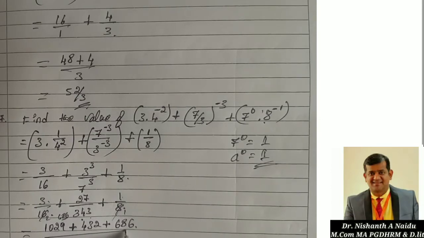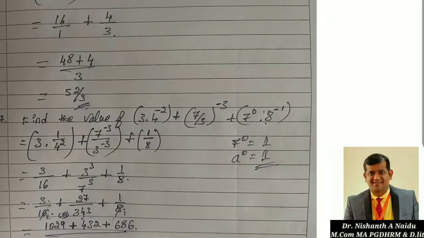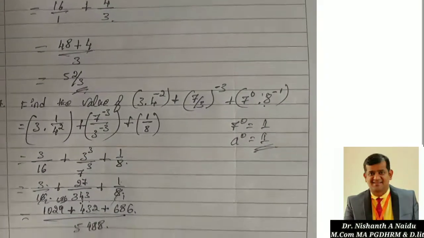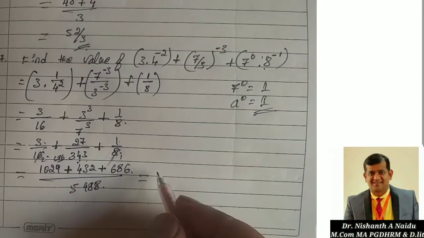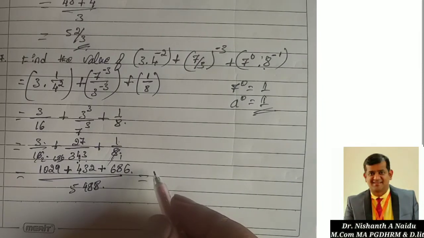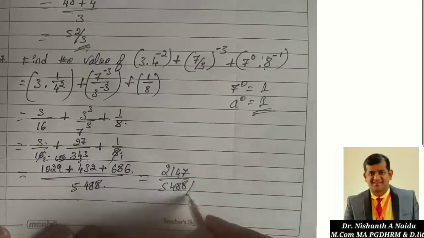Divided by 16 into 343 into 8, 5488. So that is equal to, add all this: 1029 plus 432 plus 686, 2147 divided by 5488 is the answer.